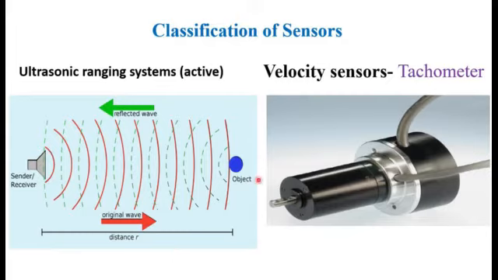Ultrasonic sensors, then velocity sensors. A velocity sensor is a sensor that responds to velocity rather than absolute position, as we saw in the previous examples. Examples of velocity sensors are dynamic microphones or tachometers. A tachometer detects the velocity or speed of a rotating object and converts it into certain output signals. So here the velocity of the component is detected.